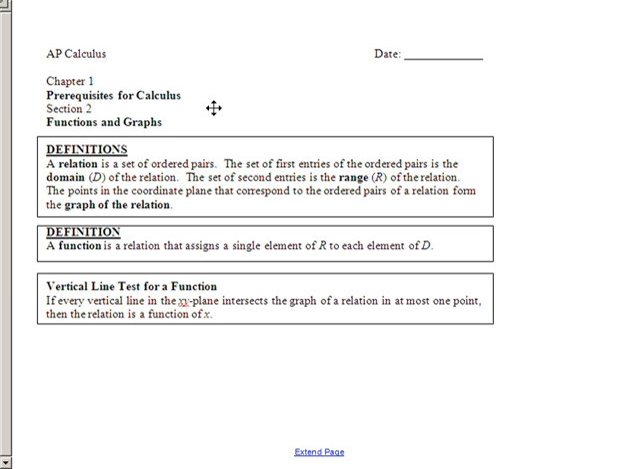Okay, today we're going to do Chapter 1, Section 2 for Calculus. It's on functions and graphs. Start with a few definitions here. A relation is a set of ordered pairs. So anything that can be written as a set of ordered pairs is called a relation.